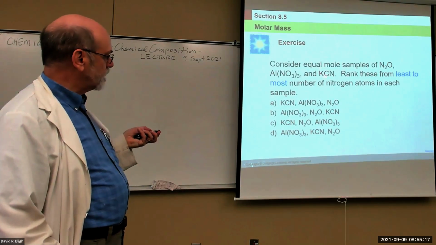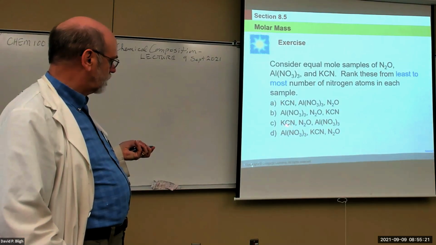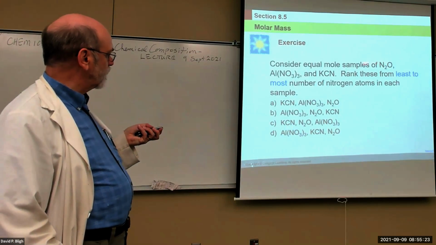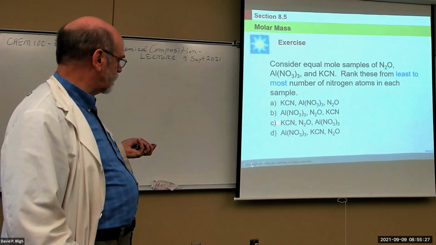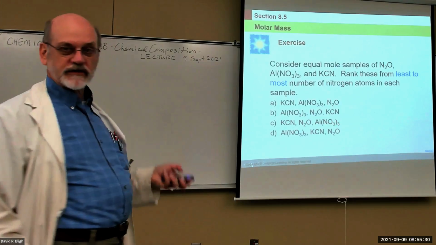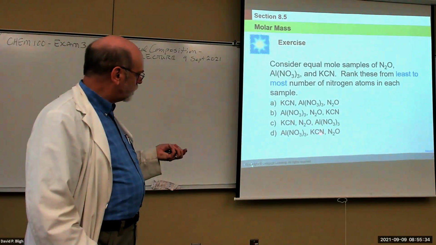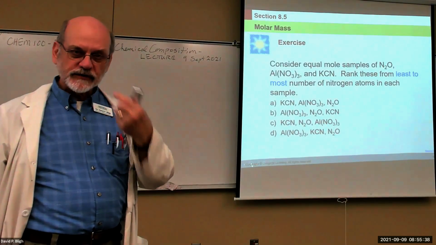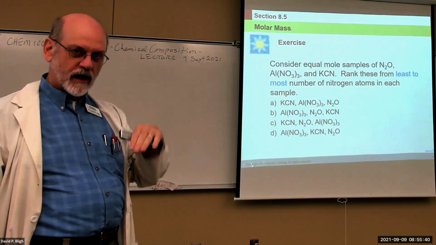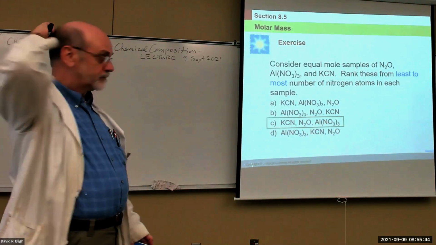So the least would be this one, right? Either this one or that one. And then the next one would be this one, oh, there it is right there. And then the last one is aluminum nitrate. It has the most number of nitrogen atoms in equal molar sample sizes of those 3 compounds. Okay?